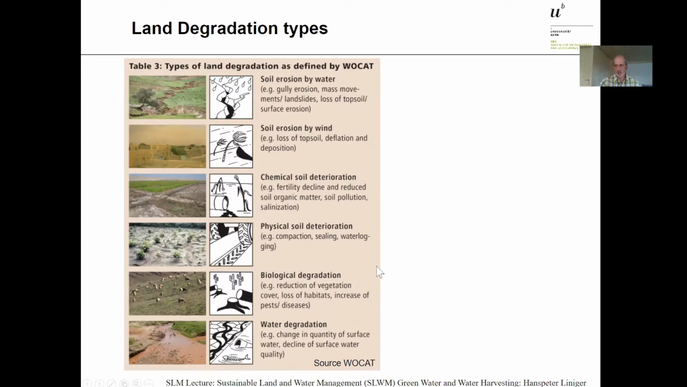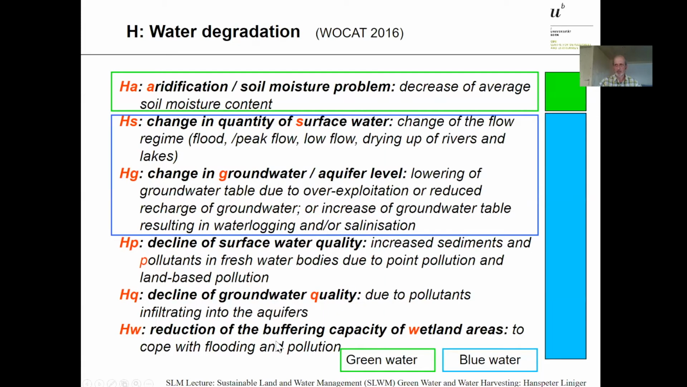There's biological degradation, the reduction of vegetation cover, for instance, loss of habitats, increase of pests and diseases. Or the water degradation, change of the water quantity of the surface water, decline of the surface water quality would be a second one. So both change in the quantity and change in the quality. We're going to emphasize on this one. Let's look at the water part.